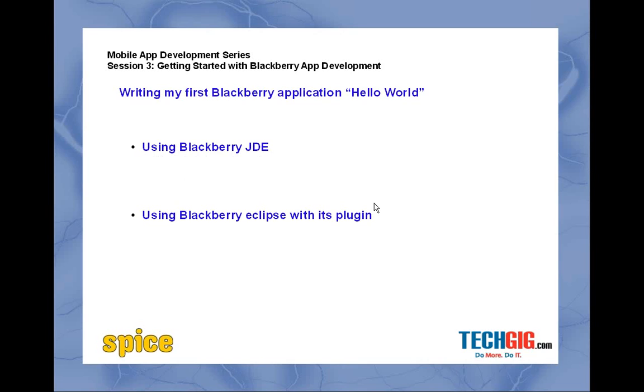Now, there are two ways you can write a hello world application. One is using BlackBerry JDE, and the second environment is BlackBerry Eclipse with its plugin. In the BlackBerry JDE, you have to write everything on your own. But in the BlackBerry Eclipse IDE, it generates the first two or three files itself. So it gives you a hello world application straight away.